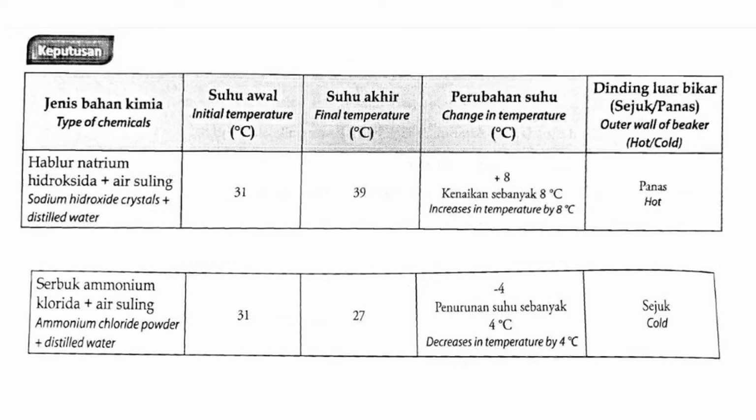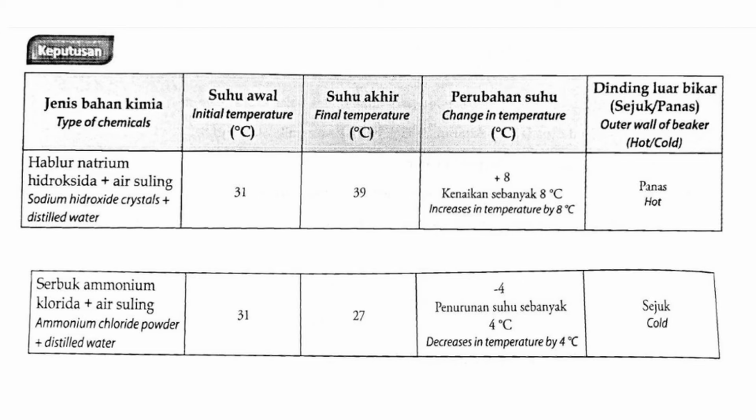Results: for sodium hydroxide crystals plus distilled water, the initial temperature is 31 degrees Celsius and the final temperature is 39 degrees Celsius. So, the change in temperature is plus 8 degrees Celsius. The outer wall of the beaker is hot.